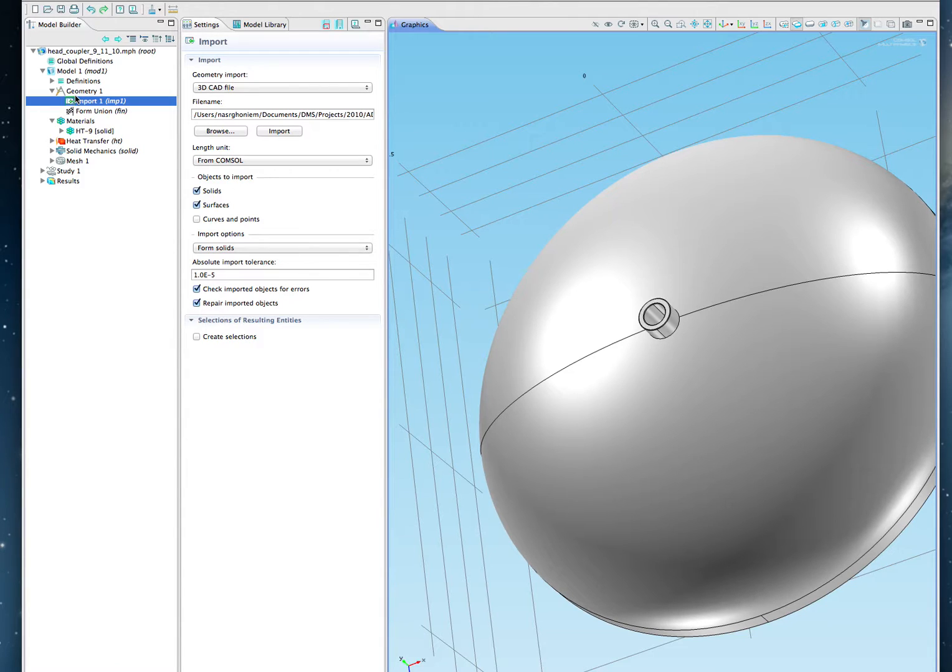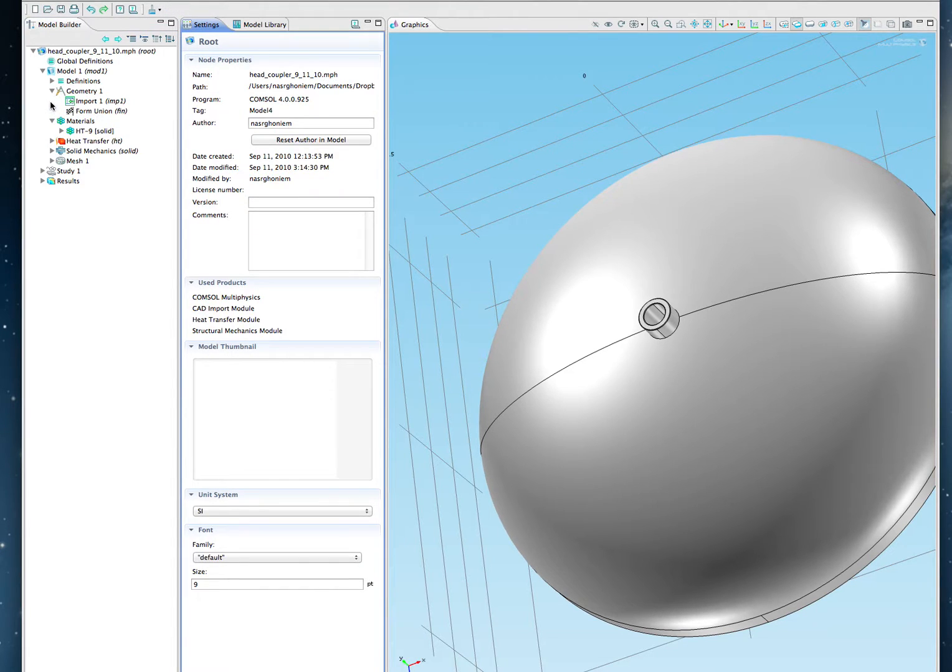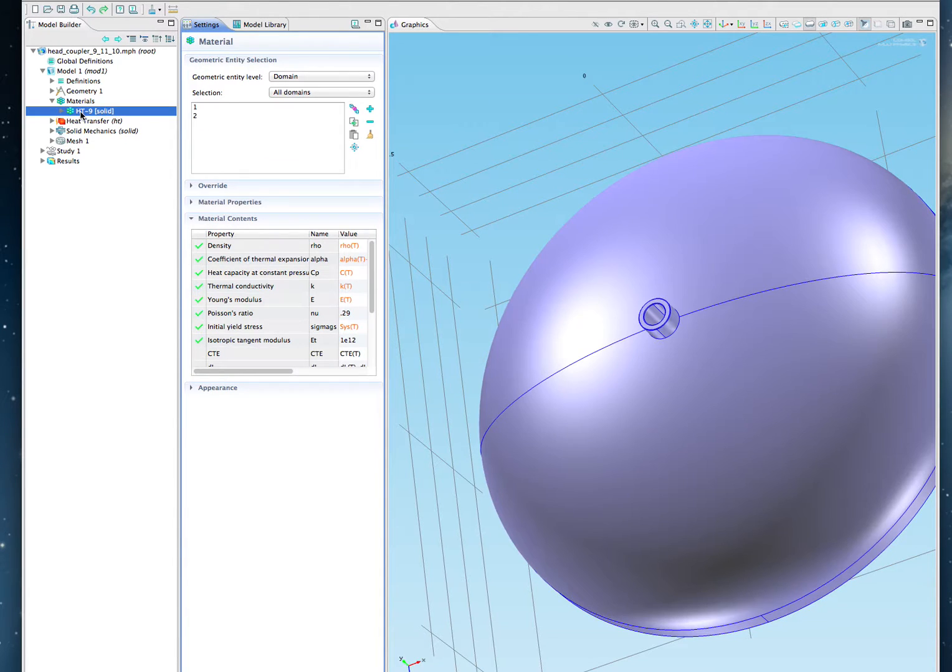So I imported geometry, or you could do it in COMSOL, but it's easier to do it in SolidWorks and import it. And then, so I close this now. I don't have the geometry module. Now the materials. So let me just close this. Materials. I can input materials at will, but in this case, we were using a material called HT9, which is an alloy, a steel alloy.